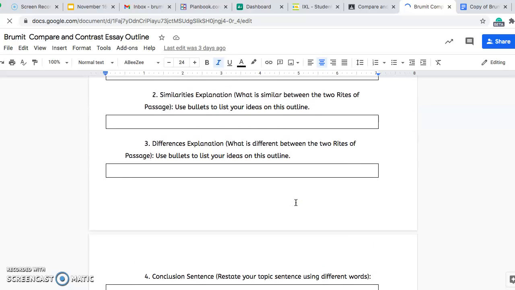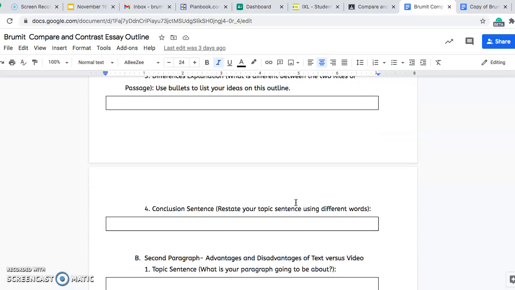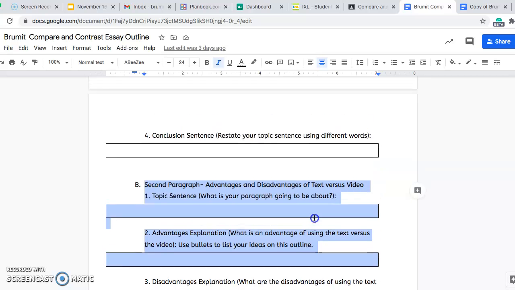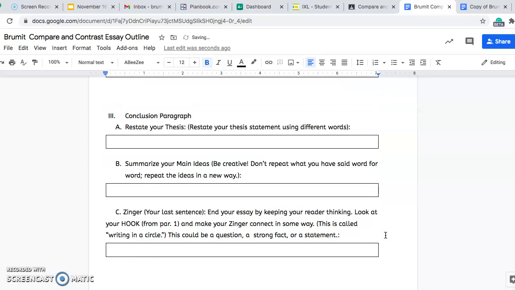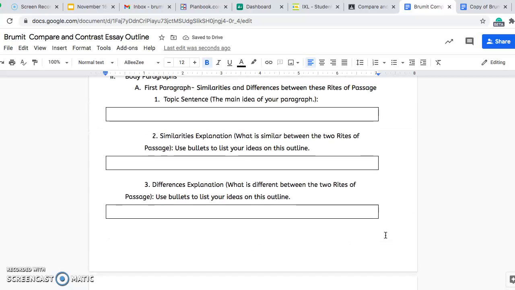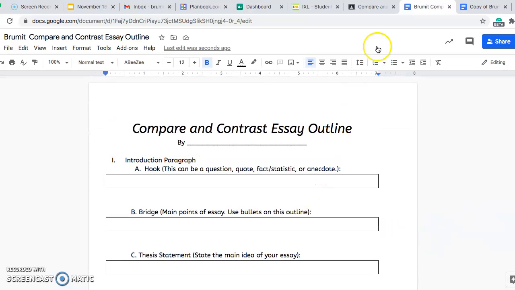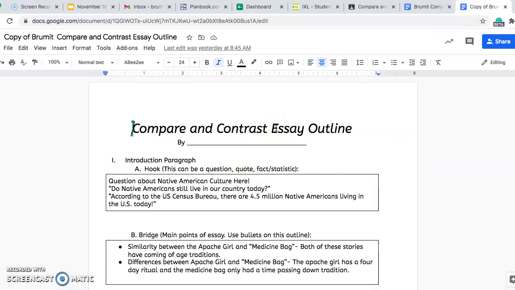For everyone's benefit, I did delete the second paragraph. So we are going to delete the second paragraph. Make sure that you keep the conclusion paragraph though. You will still need it. But your first paragraph is the only one that I'm going to ask for. So here's what we worked through in class together.